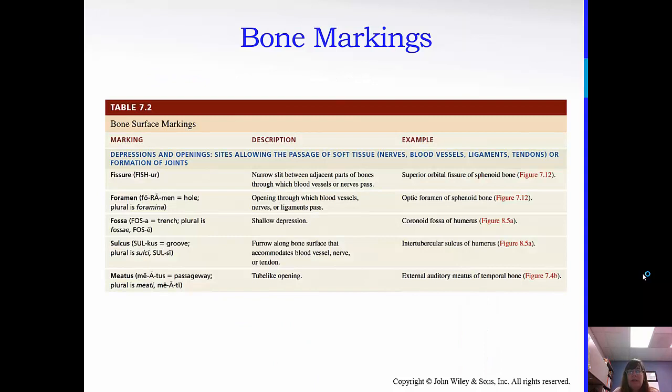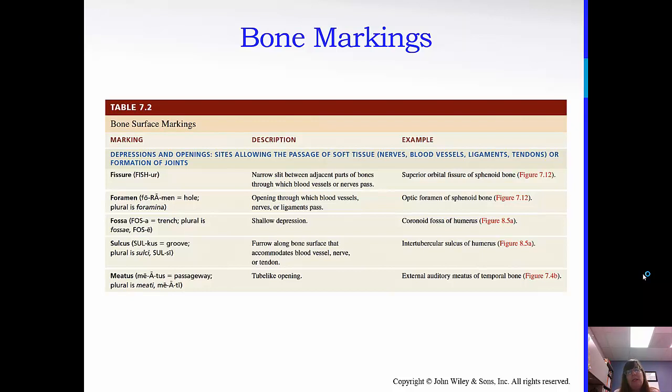And here's a chart with all of these examples and descriptions and the official name of the marking, and then gives you some examples to look at. Make sure you look at those pictures in your book, because on your lab practical, you're going to have to name some bones, you're going to have to name some markings, and you're going to have to tell me if it's a right or a left in some cases.